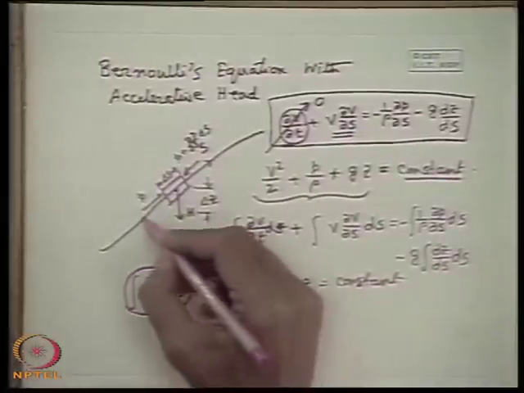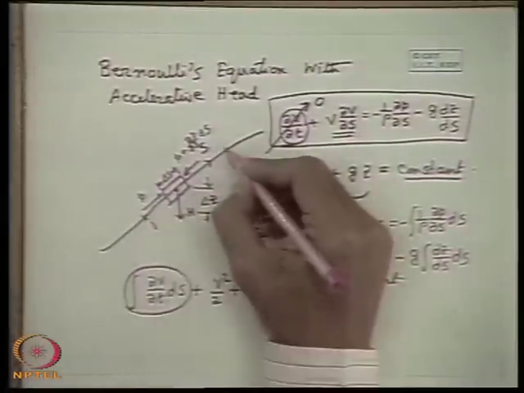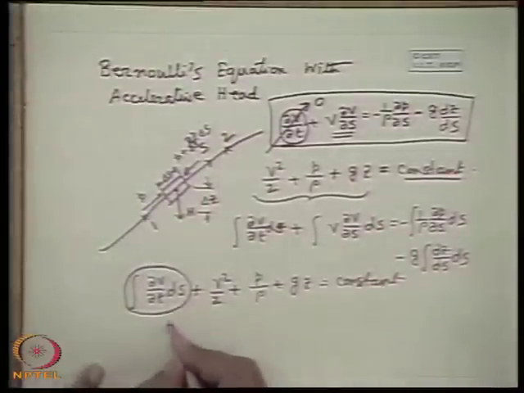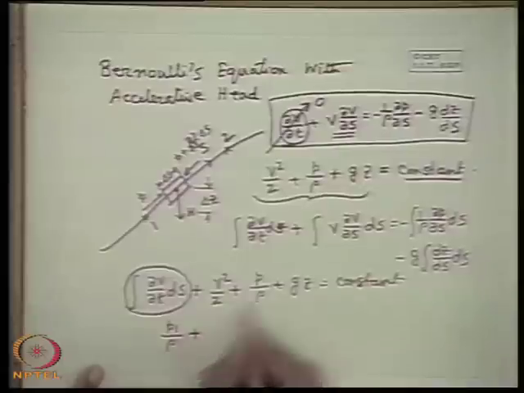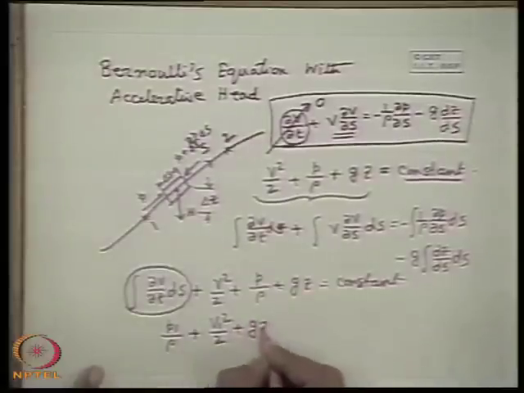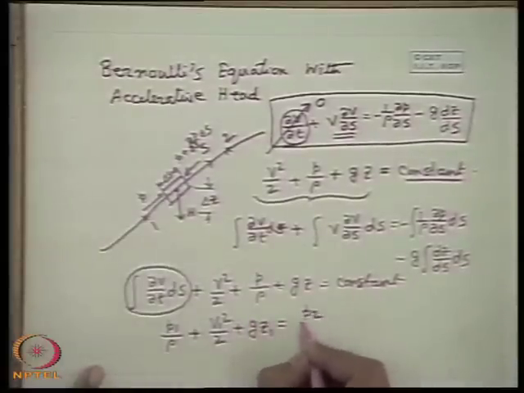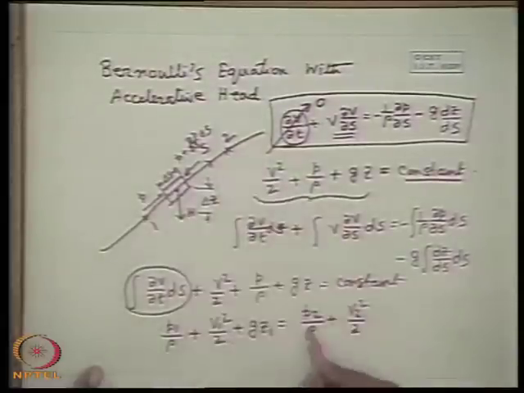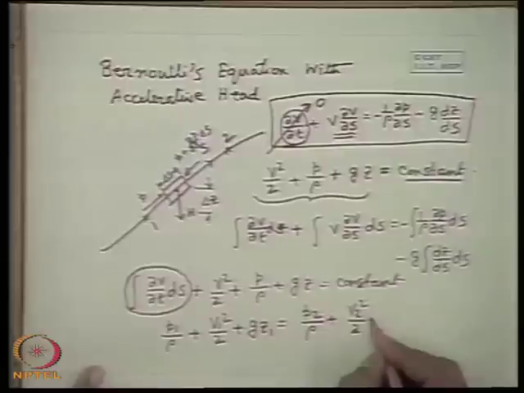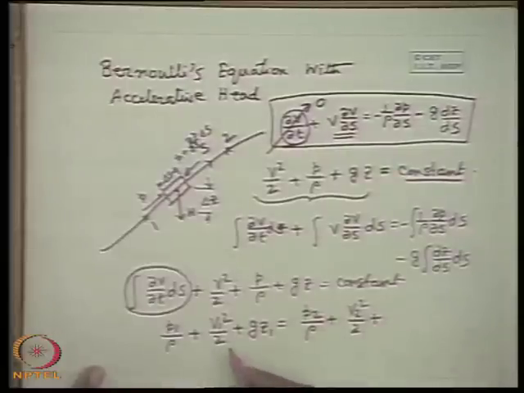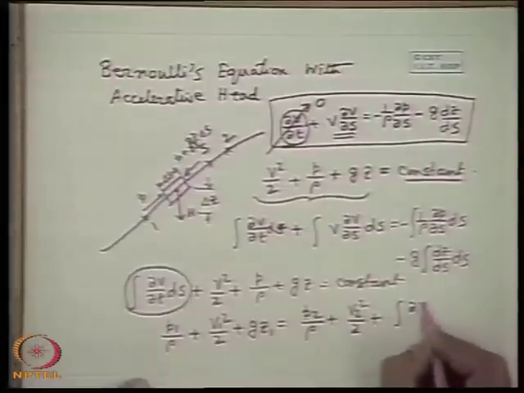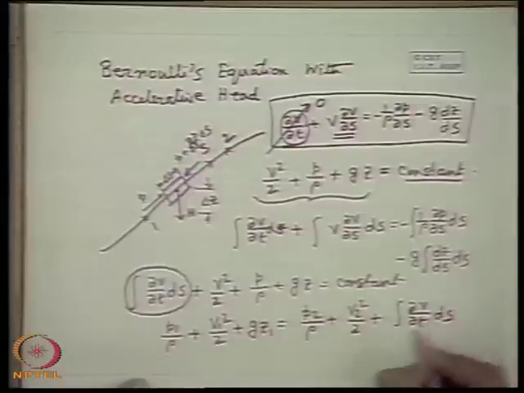Now, if this integration is made between points 1 and 2 at two sections in a streamline, then we get p1 by rho plus v1 squared by 2 plus g z1 is equal to p2 by rho plus v2 squared by 2 plus g z2, these being pressure energy and kinetic energy per unit mass, plus the extra term, the integral of ∂v/∂t ds from 1 to 2.